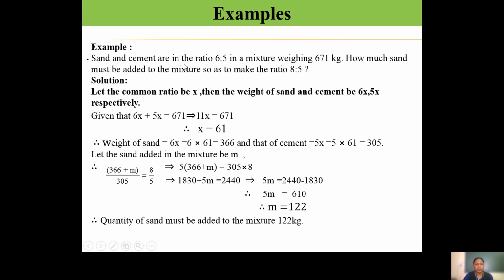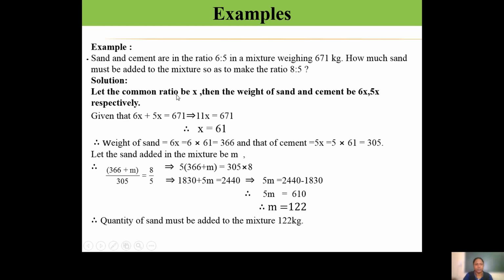Next example: sand and cement are in the ratio 6 is to 5 in a mixture weighing 671 kg. How much sand must be added to the mixture so as to make the ratio 8 is to 5? So the previous ratio of sand and cement is 6 is to 5, their weight is 671 kg, and we have to find out how much quantity of sand is added to make the ratio of the mixture 8 is to 5.